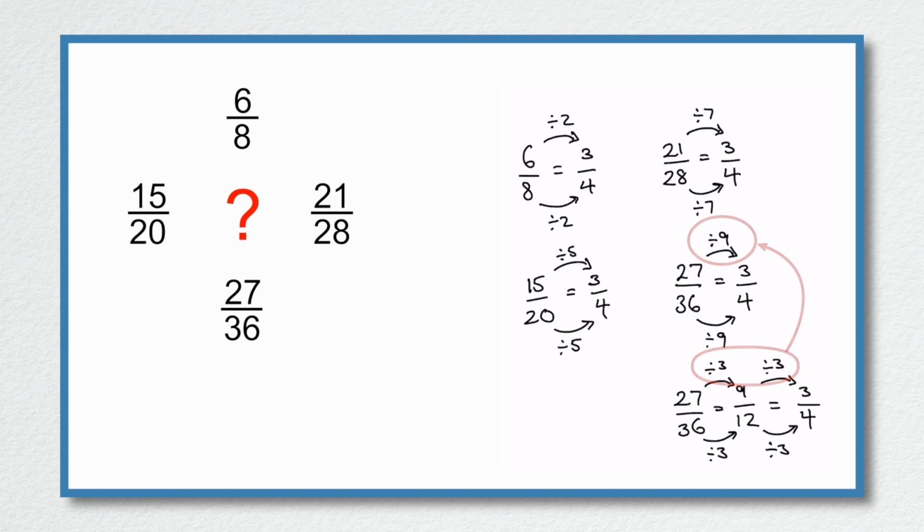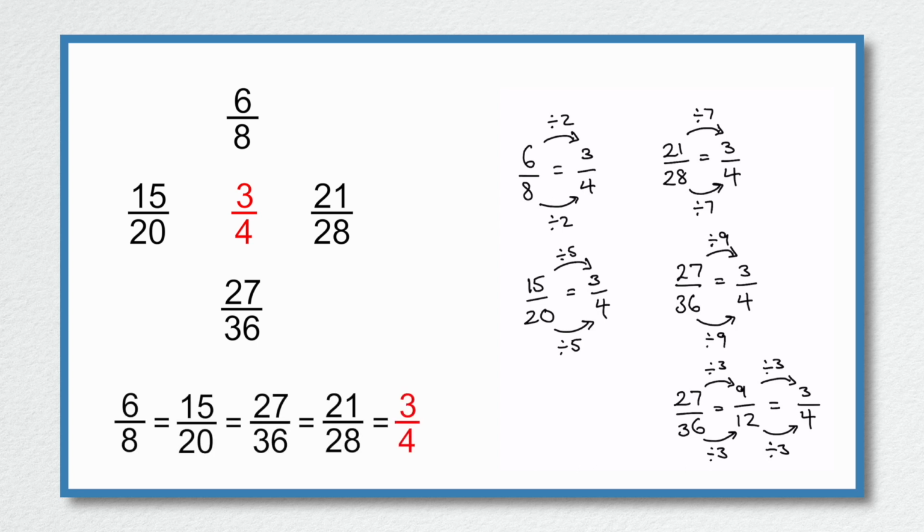So by simplifying these 4 fractions, we produce the result 3/4. These 4 fractions are equal to each other, they are all equivalent, and they are all equivalent to 3/4. The key to this kind of work is, of course, practice and knowing your multiplication tables.